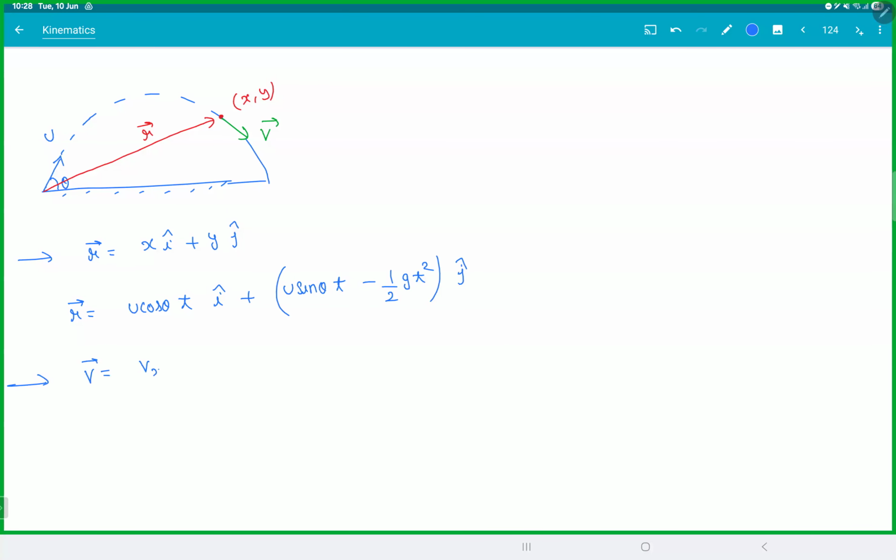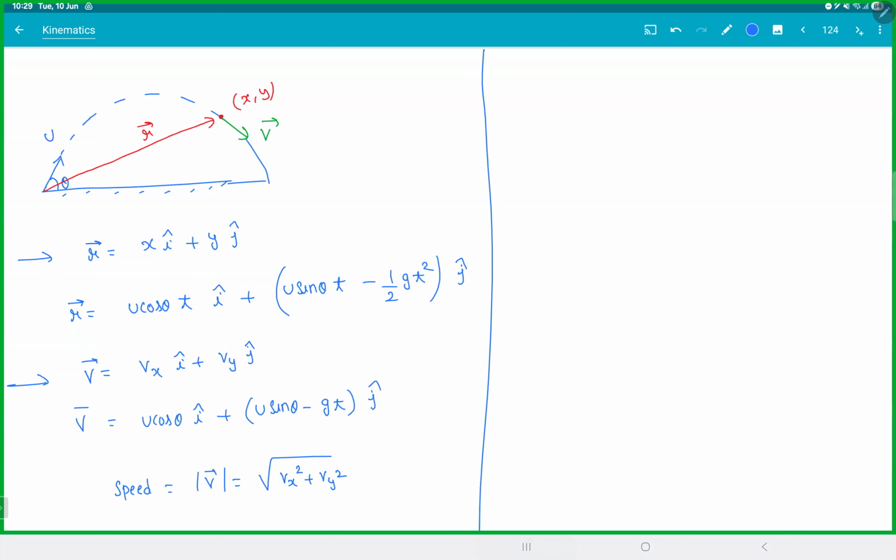The velocity vector is vx i cap plus vy j cap. So this will be u cos theta i cap plus (u sin theta minus gt) j cap. This gives you the velocity at any time. You want speed. Speed is simply mod v bar. I can use root over vx square plus vy square. H max is u square sine square theta by 2g.